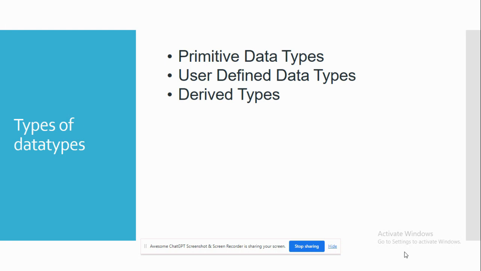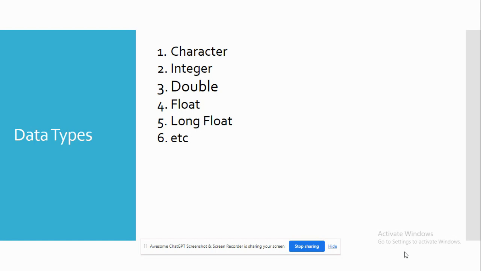User defined data types are defined by the user themselves. And the derived data types are data types that are derived from the primitive data types, that is integer, float, character, etc. So some examples of the most common primitive data types are the character data type, the integer data type, the double, the float, and the long float. And there are many others that you can check by googling.